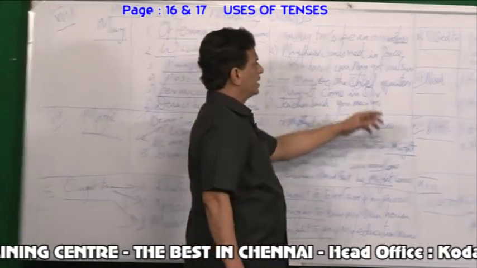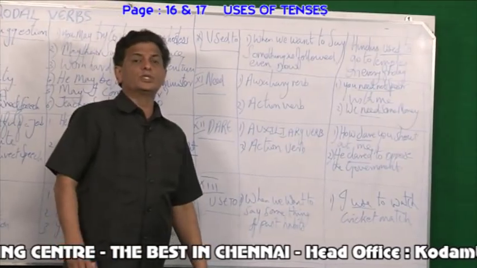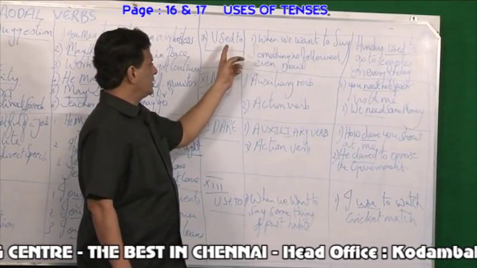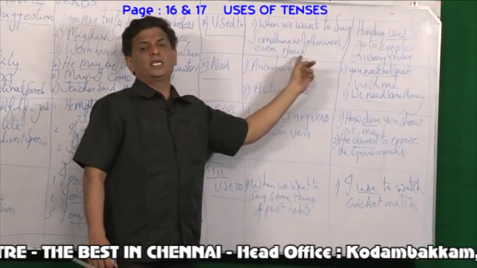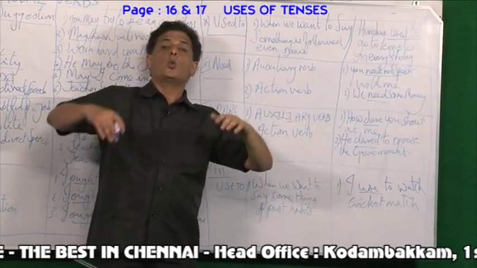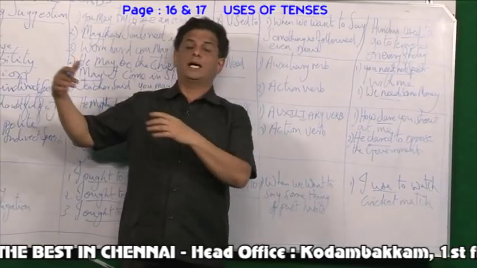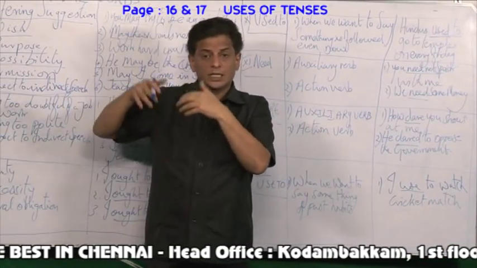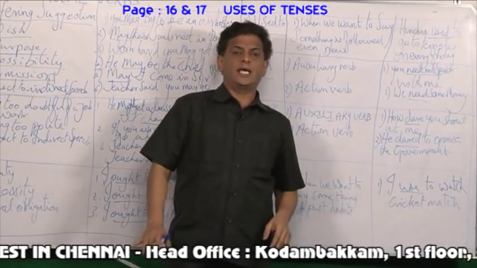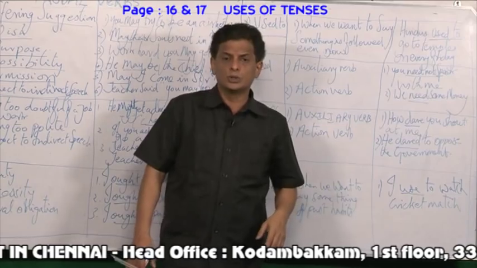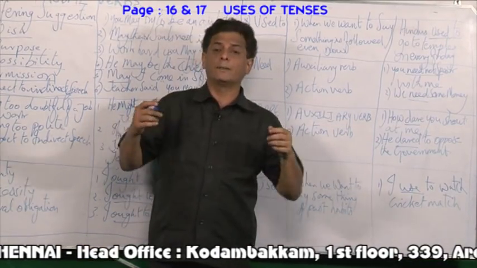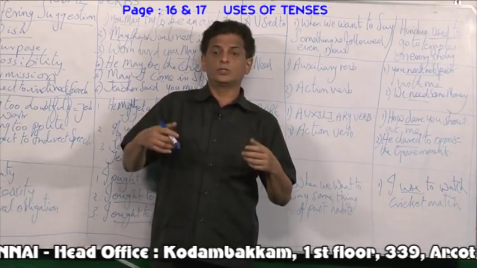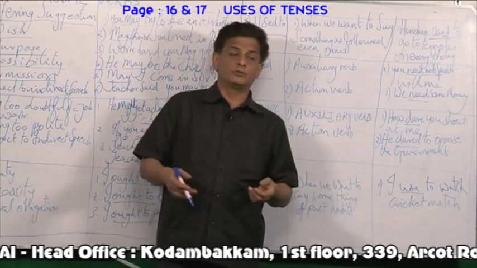And coming here, the 10th modal verb, used to. What is used to? When we want to say something is followed even now, in the sense of a habit. In the past you had a habit, and even now you are doing the same habit. I used to drive a car. I used to watch television. I used to see a lot of movies.